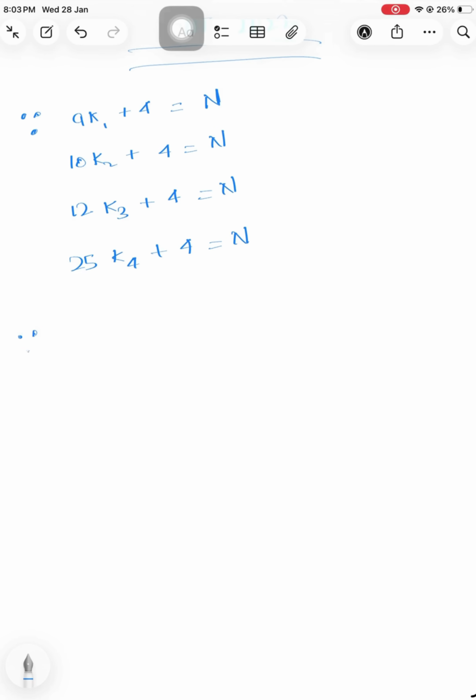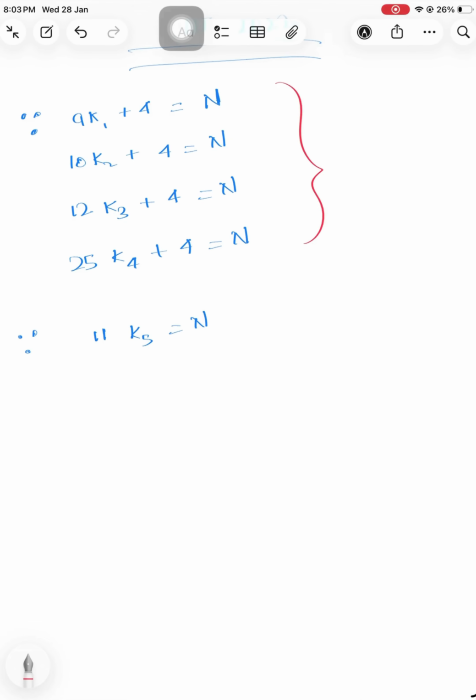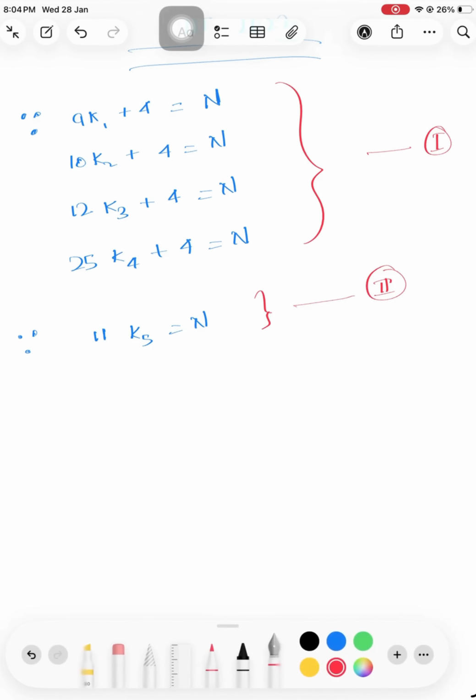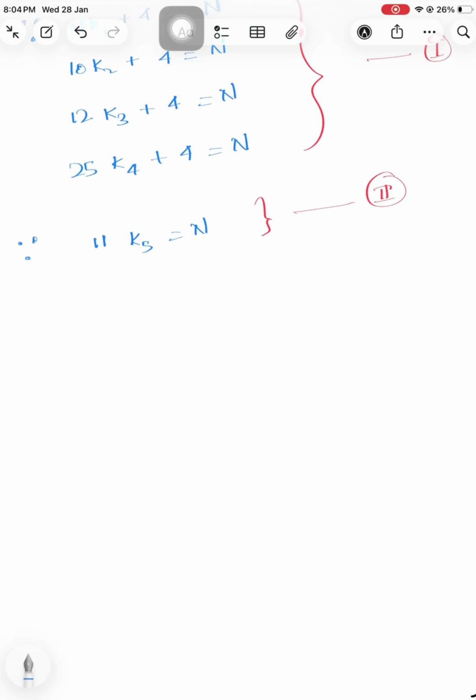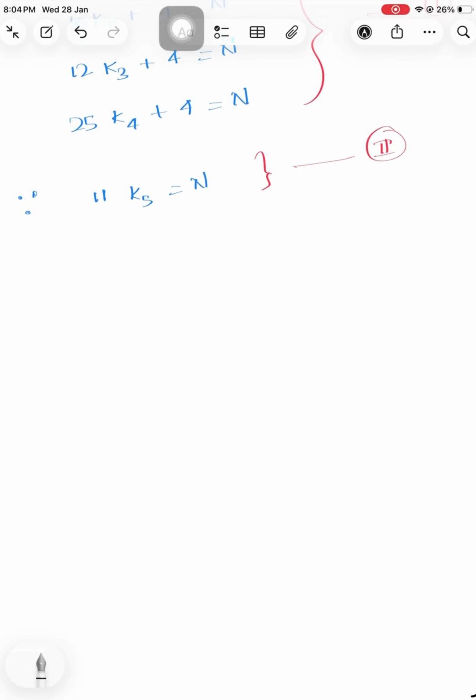9k1 plus 4 equal to n, and then 10k2 plus 4 equals to n, and 12k3 plus 4 equals to n, and finally 25k4 plus 4 equals to n. So this k1, k2, k3, k4 are just different variables, and it all represents different quotients. But again, as I said earlier, we are not going to focus on quotients. Our main concern is to focus on remainders.